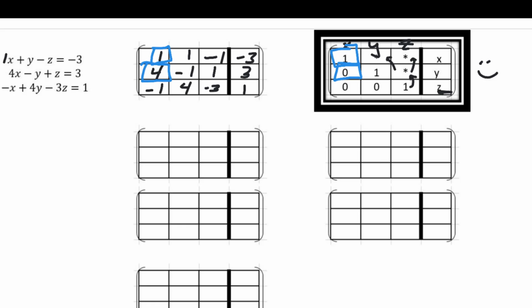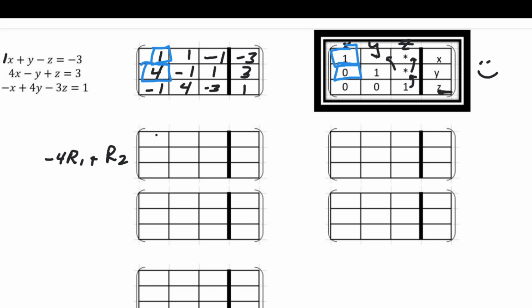So if you think about it, if I want that to be a 0, why not take the negative 4 times row 1 and then add it to row 2. And you have to understand why. If I take negative 4 times 1, I get negative 4. I add it to 4, I get 0. I could care less right now about these other numbers. All I'm trying to do is turn that 4 into a 0. Anytime you want to turn a number into a 0, you're going to use another row.